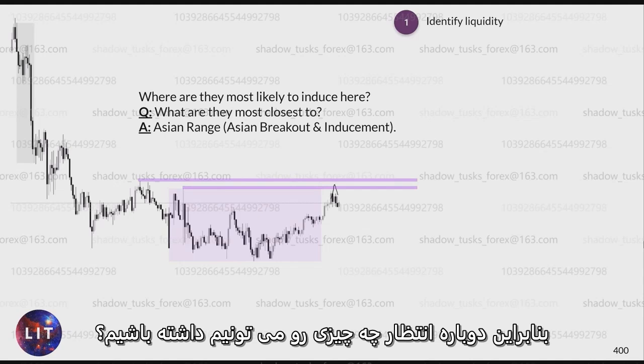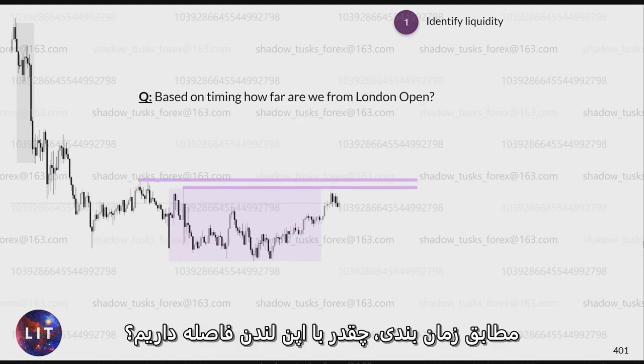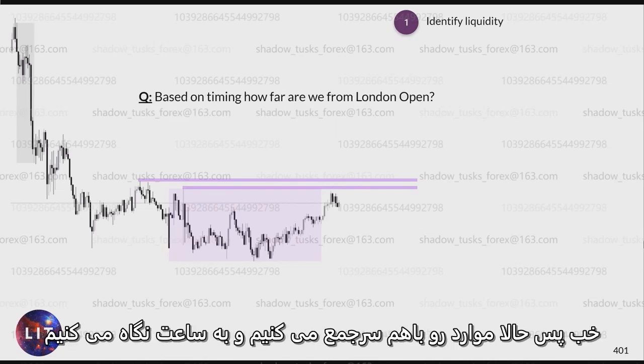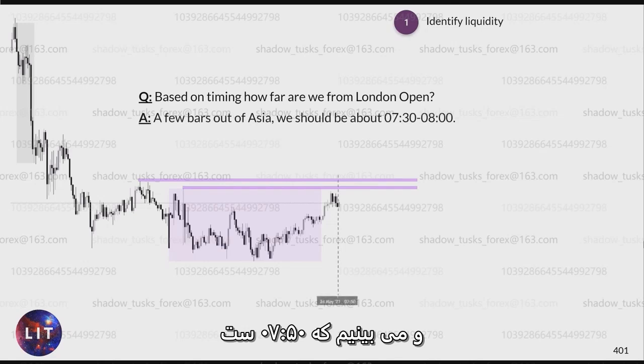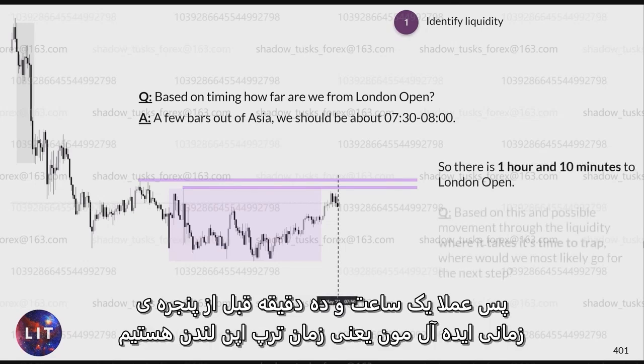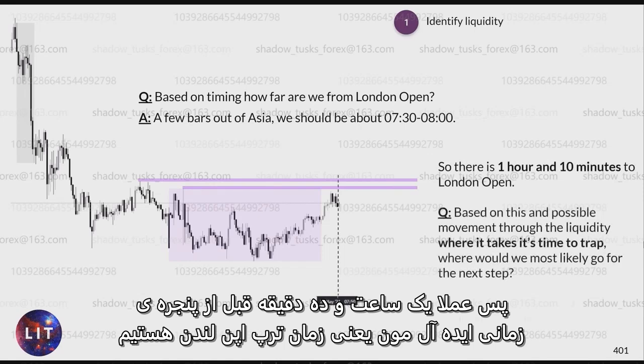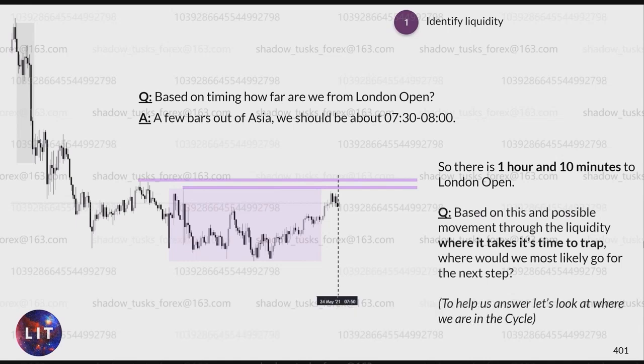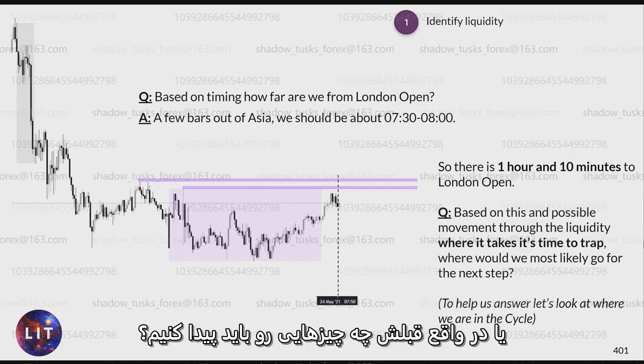So what can we expect? Again, based on timing, how far from London open are we? So now we're putting stuff together and look at the clock, right? And see, okay, this is 7:50. So technically 1 hour and 10 minutes before our ideal time window of London open trap time. So the question is then, how far will we go up? Or pretty much what should we cover before that?